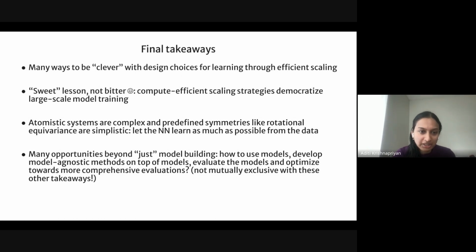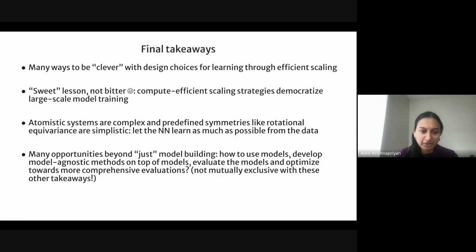The other point I just want to say is that I think this makes it seem like, okay, can we learn atomistic systems? Are they easier to learn? But I think they're actually really, really complex. And I think these predefined symmetries like rotational equivariance are actually very simplistic because that's just one aspect of the overall complexity of these atomistic systems. And so I think from this point of view, the data is what contains the complexity and has the most information, and we should just let the neural network learn as much as possible from the data and make it as expressive as possible to learn from the data, which happens to correlate with these scaling strategies.